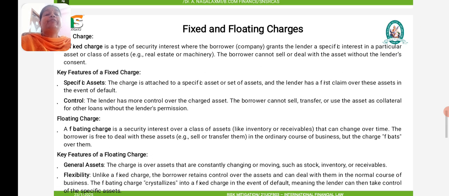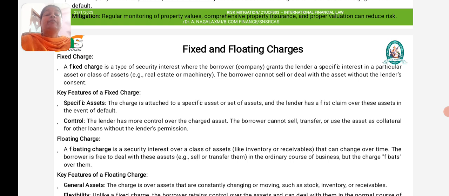Floating and fixed charges. Fixed charge is a type of security interest where the borrower, that is the company, grants the lender a specific interest in a particular asset or class of assets, that is real estate or machinery. The borrower cannot sell or deal with the asset without the lender's consent. Key features of fixed charges: specific asset, control.